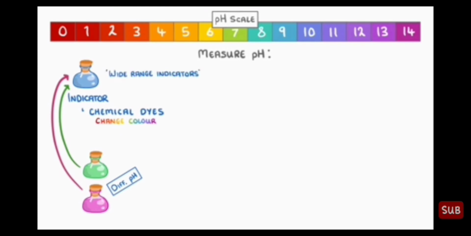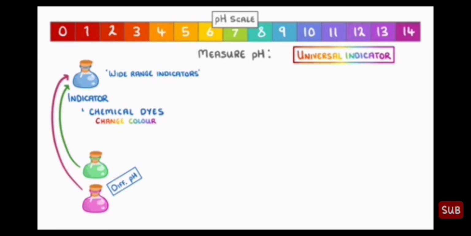The most common example is universal indicator, which gives the colors we've shown on our pH scale here, ranging from deep red at a very low and acidic pH, to yellow, green, and then bluey purple as we increase the pH and it becomes more alkaline.